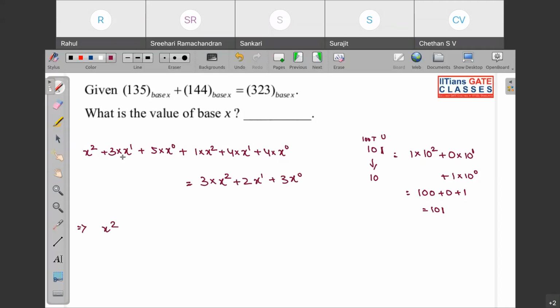X square. And over here, this is 3, 7. So this is 2. So this will be minus 5x. This is 5, 4, 9. And this is plus 3. So this will be minus 6 is equal to 0.